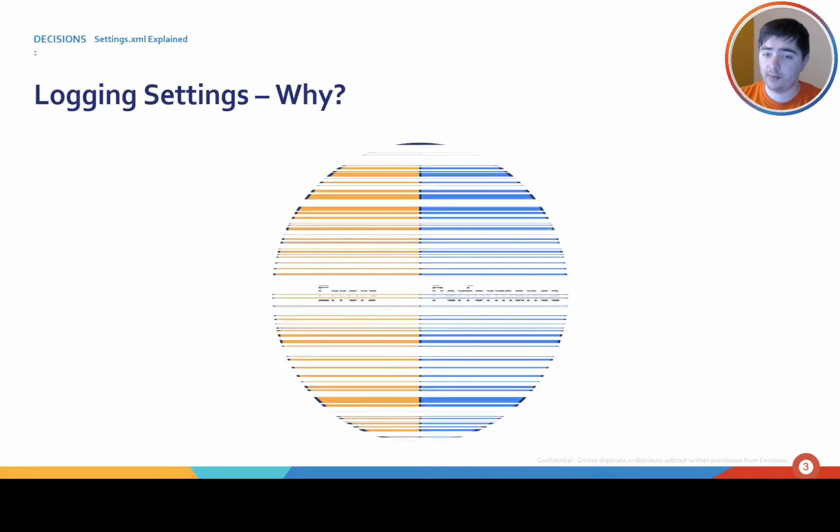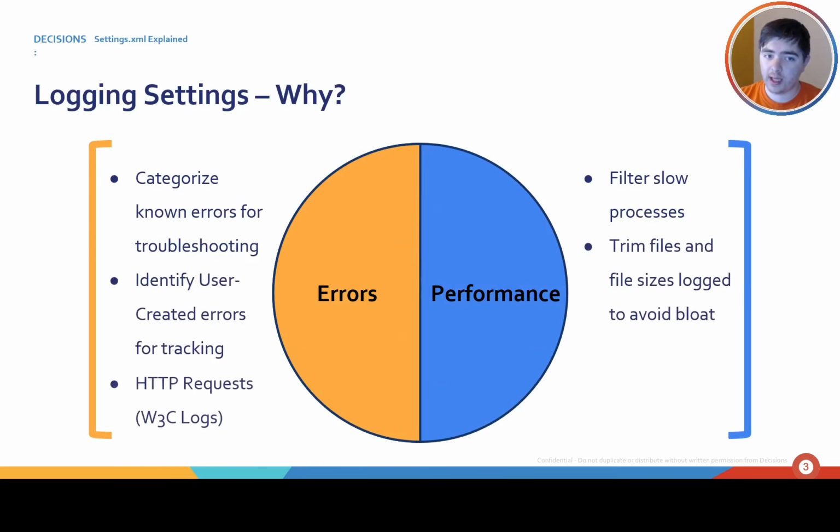So why would you want to alter the default logging settings in Decisions? Well, there are two primary reasons why. The first is to capture errors, and the second is to improve performance. So in that first category, you'll typically want to categorize the errors that you're seeing so that you can identify what the cause of them is and be able to provide a solution. That's the point of the categorization, altering the log rollover, and enabling W3C logs.